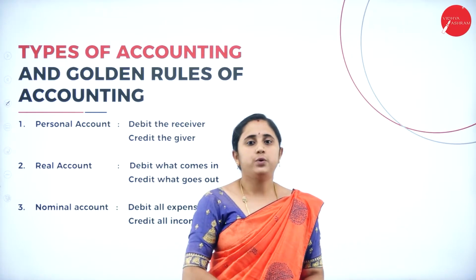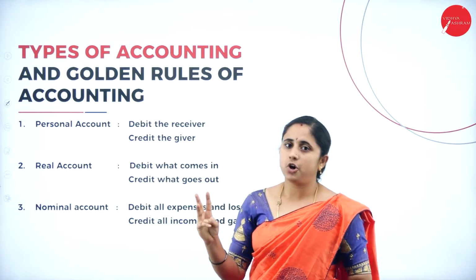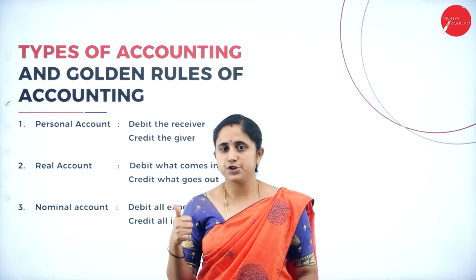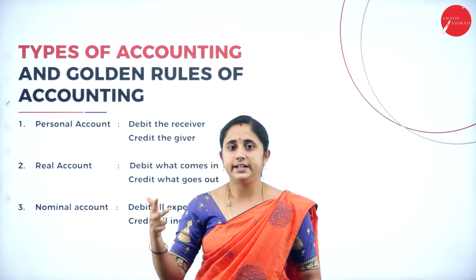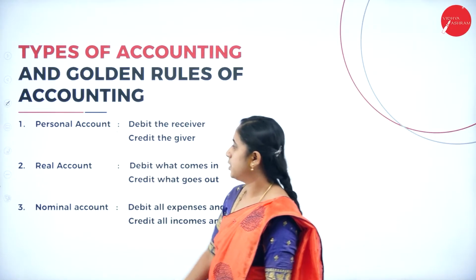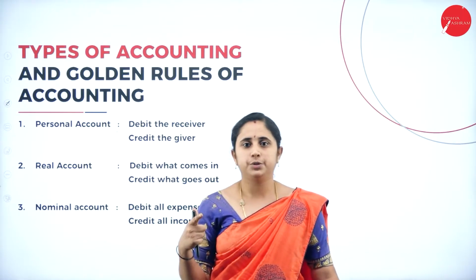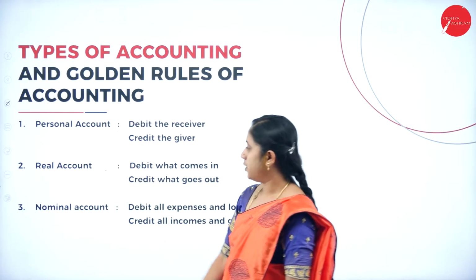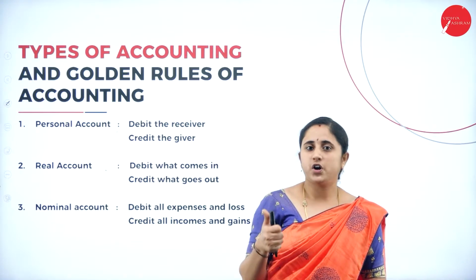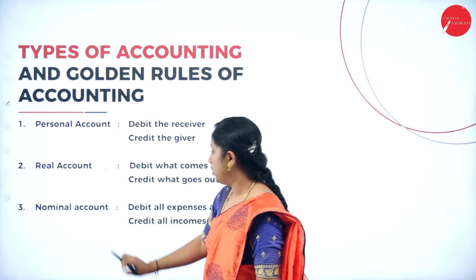Next, types of accounts and golden rules of accounting. We have 3 types of accounts: personal account, real account and nominal account. Personal account includes an individual person, firm, industry or joint stock company. Real account includes all the assets and liabilities of the business. Nominal account includes all the expenses, losses, gains and incomes.